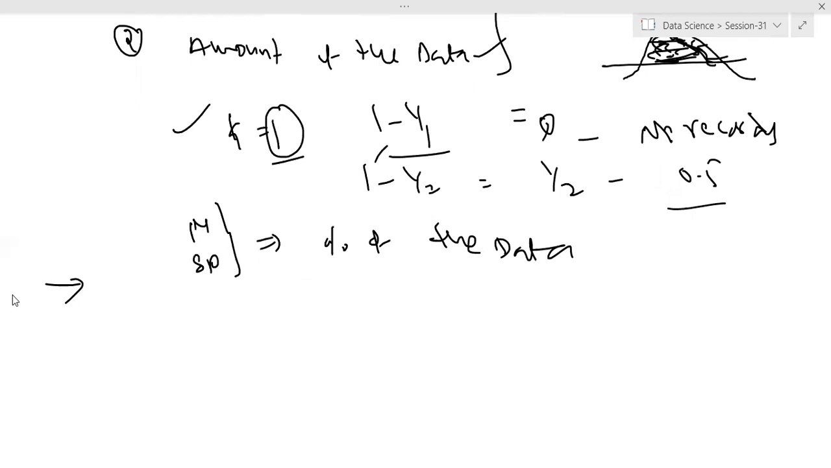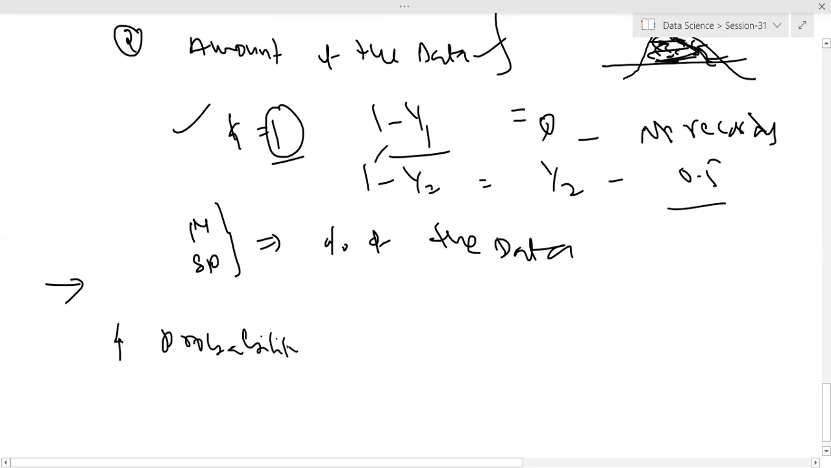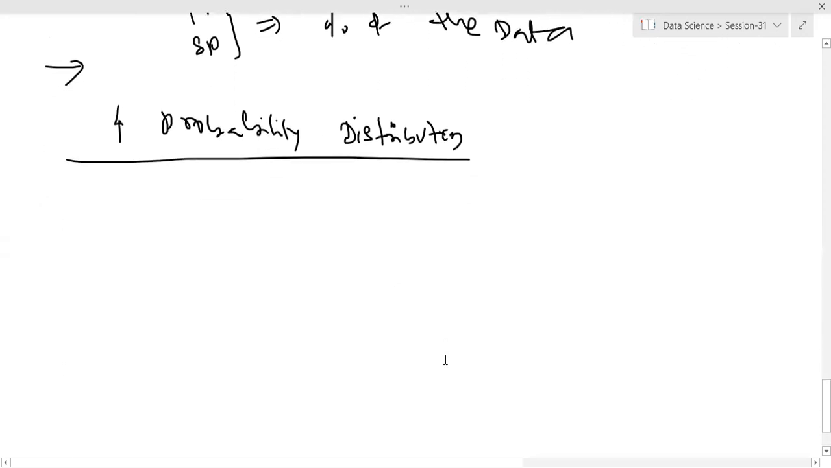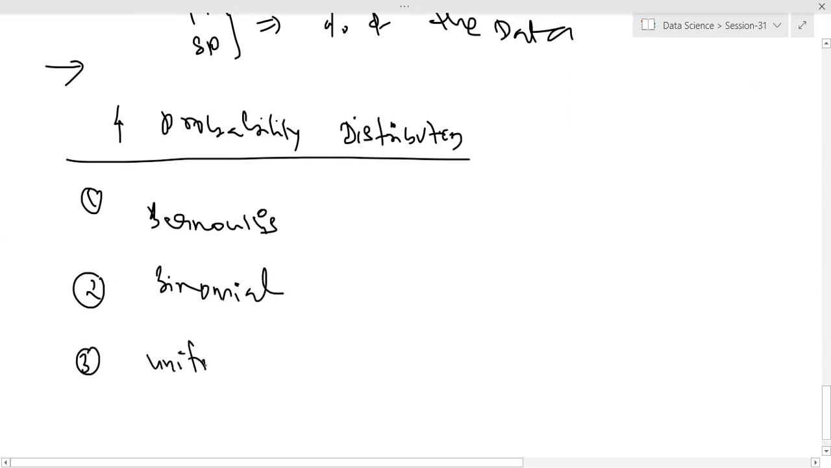Can someone quickly summarize all the four probability distributions, so that we can jump into the most important aspect, sampling methods? We have two. One is Bernoulli's and binomial. Next one is uniform. Normal distribution. Uniform and normal. Normal and non-normal. Binomial.